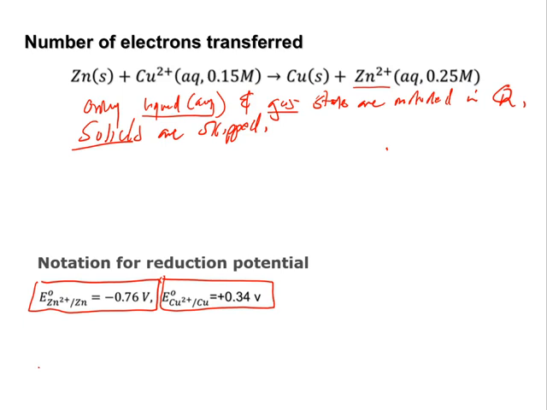So let's write the reaction quotient for this. Q will be equal to the concentration of zinc. Since there's one here, it will be raised to the power 1. Anything raised to the power 1 is that thing.